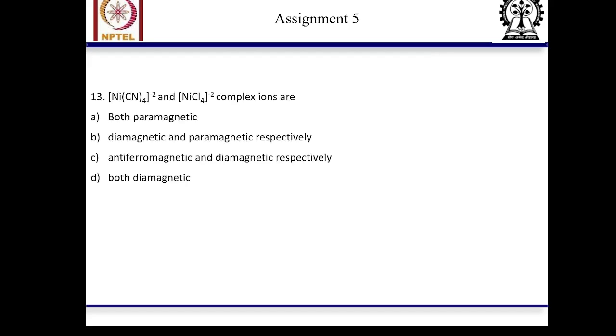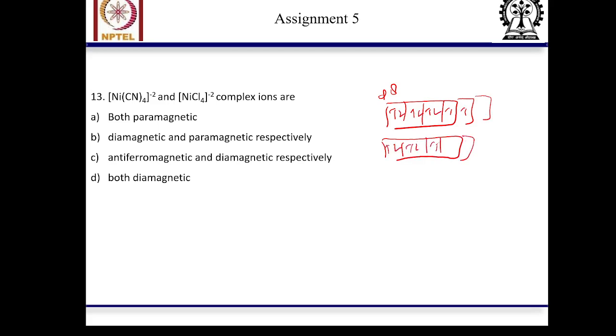Now question 13. Ni(CN)4 2-, NiCl4 2- complexes are... So we will just write Ni(CN)4 2-. This is d8. In a strong field ligand, first we write 1, 2, 3, 4, 5, 6, 7, 8. Under a strong field ligand, pairing will happen. So this is d8, and it is diamagnetic in nature. This is diamagnetic.